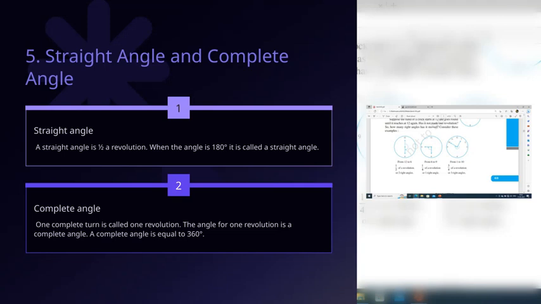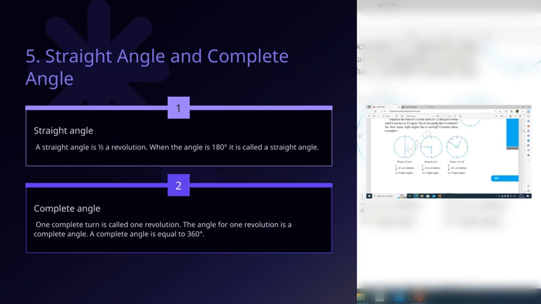Now let's talk about straight angles and complete angles. A straight angle is essentially half a revolution, which means it measures exactly 180 degrees. When you see an angle that opens up to form a straight line, that's a straight angle. It's called that because it looks like a straight line, and it's a fundamental concept in understanding angles.